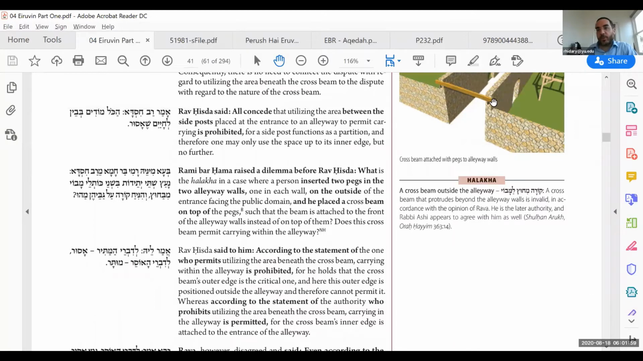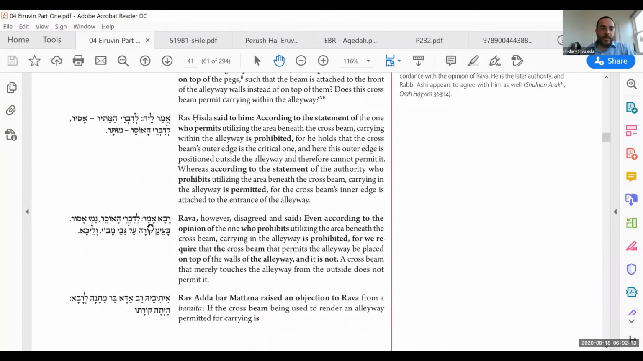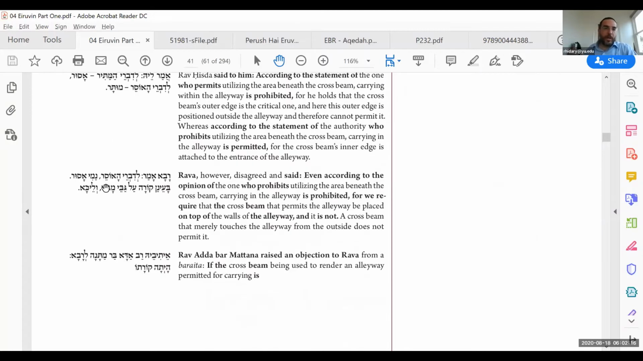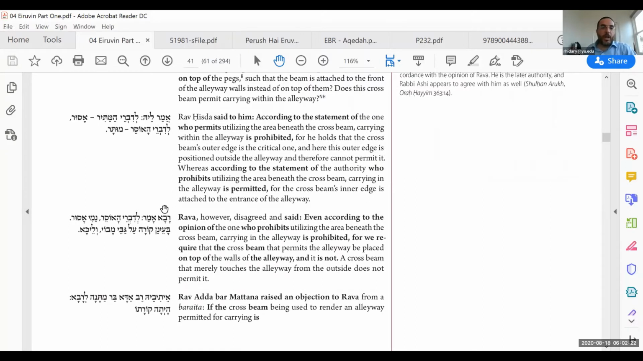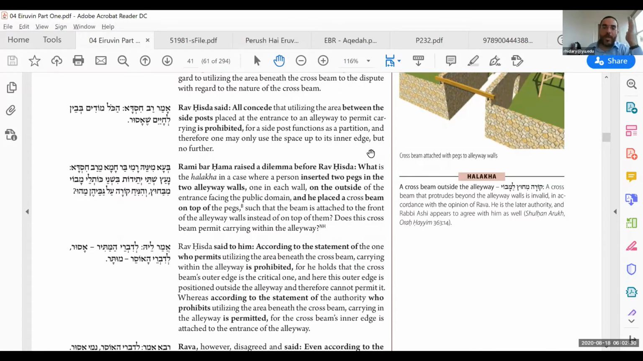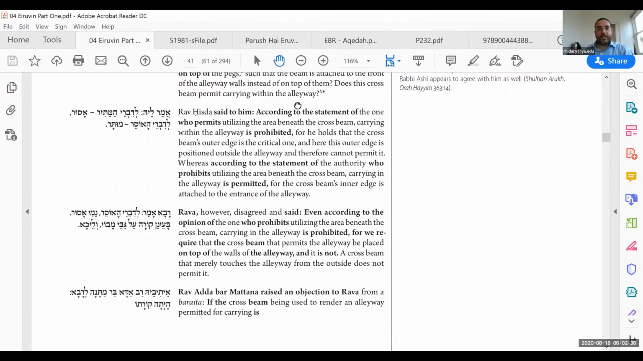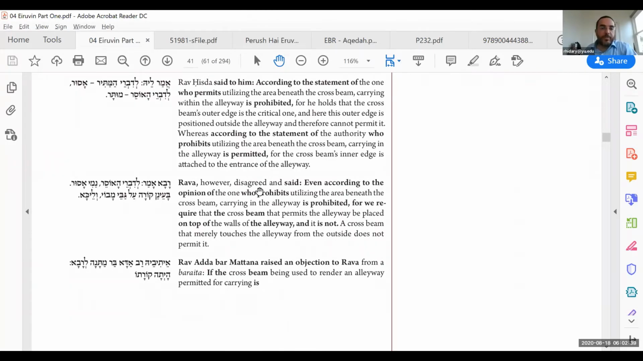Okay, so regarding this case where one puts pegs into the side, the front of the wall, and a crossbeam, so now it's not resting on top, but rather outside the front of it. Rava said about this, divrei ha'oser asur. We had the first opinion that said it depends. But Rava said it has to be on top of the walls of the mavoy, and here it's not, it's attached to the side, so it's simply no good. That was Rava's opinion, but now we're going to question that opinion.